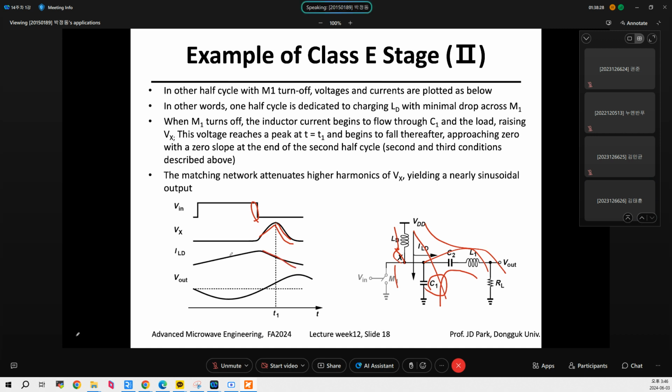So how about Vout? This signal is actually a root signal, which is a half sine, right? Which has an abundant number of harmonics. And once it passes through this C2L1 series network, you will get the fundamental. So you get this sinusoidal signal, right?